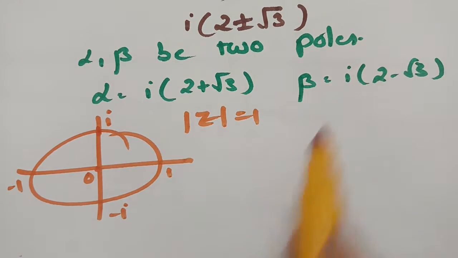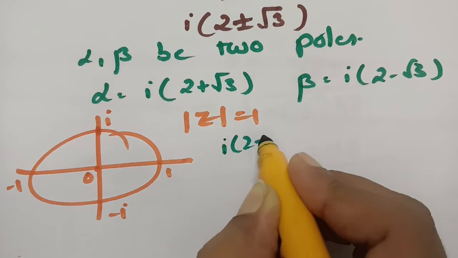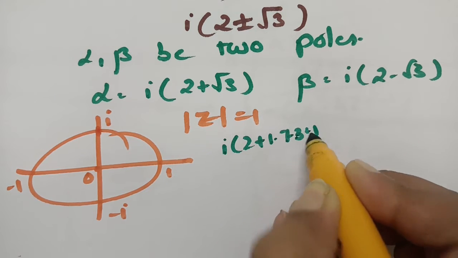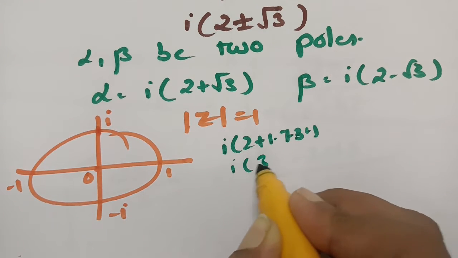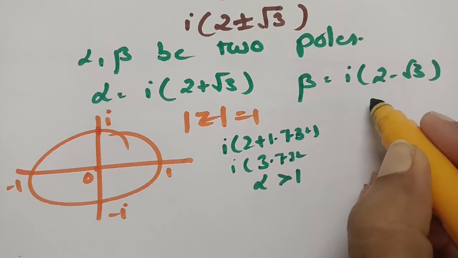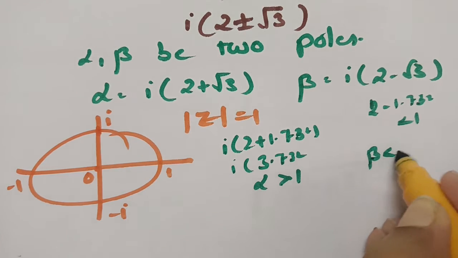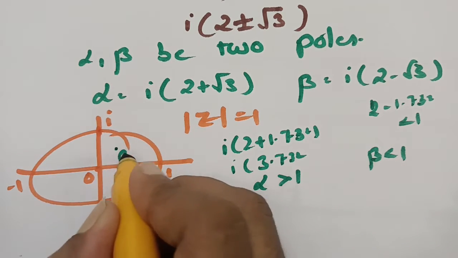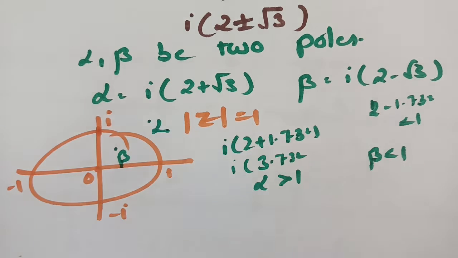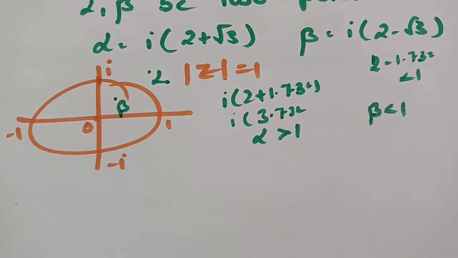So we have to check whether these poles are within the circle, on the circle, or outside the circle. Here root 3 value is 1.732 something. So this is 3.732, which is greater than 1. So alpha value is greater than 1. And this is 2 minus 1.732, which is less than 1. So beta value is less than 1. So beta lies within the circle and alpha lies outside the circle. Therefore, we have to find out the residue for this inside pole, the interior pole.